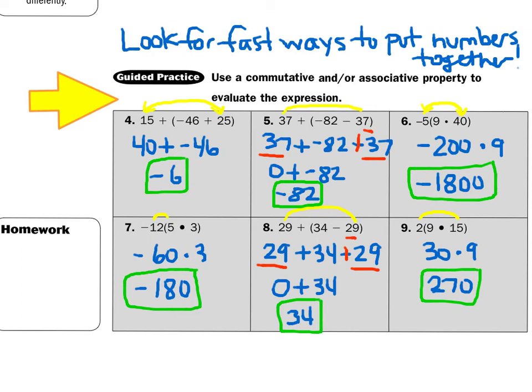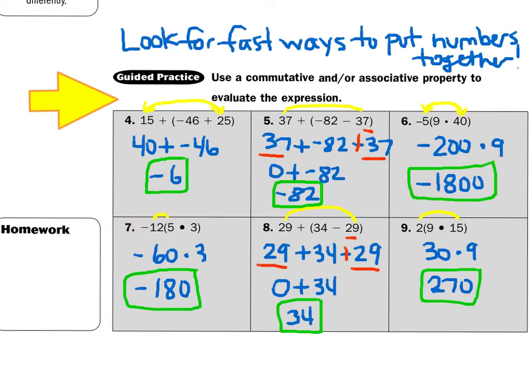Take a look at number 6. I have negative 5 times 9 times 40. Well, this time I would like to put together the negative 5 times 40 first, because that's, again, it's easy. It's mental math. That would be negative 200. And now negative 200 times 9 gives me negative 1800. Remember, when the signs are different, my product is going to be negative.